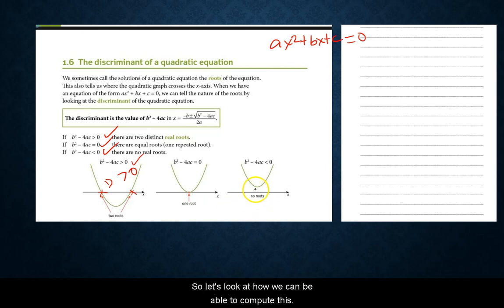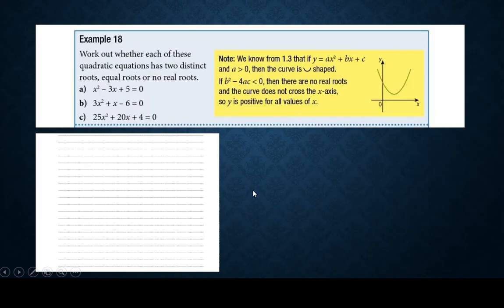So let's look at how we can compute this. You have to work out whether each of these quadratic equations has two distinct roots, equal roots, or no real roots. You have to look at the three scenarios and determine which applies.